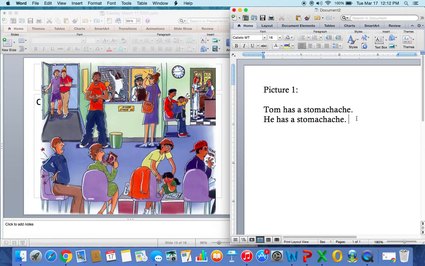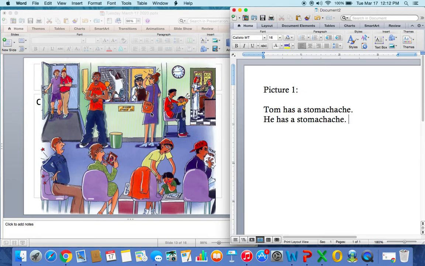It's S-T-O-M-A-C-H-A-C-H-E. A stomach ache. Tom has a stomach ache. Or if you didn't know his name, you could put he has a stomach ache.